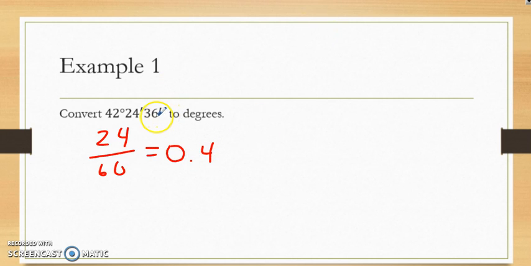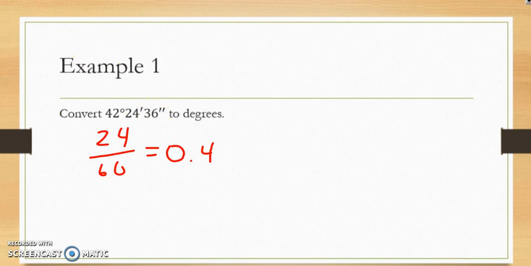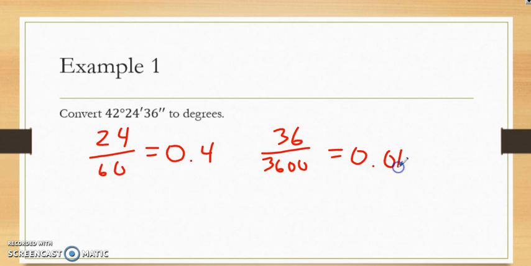Then I'm going to take the number of seconds that I have, in this case 36, and divide it by 3,600. So in this case I have 36 divided by 3,600, and that's going to give me 0.01. So I still have the 42 whole degrees, and then I have 0.41 for the decimal of a degree. I'm just adding the 0.4 and the 0.01. So add those two numbers together and attach them to your whole number of degrees.